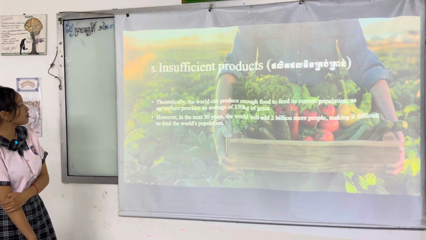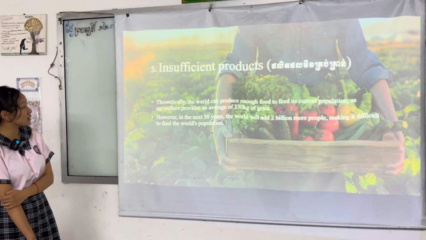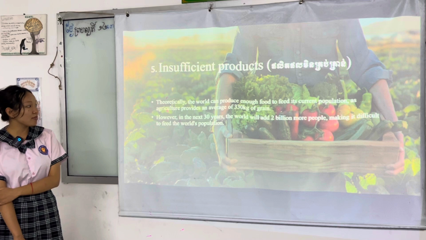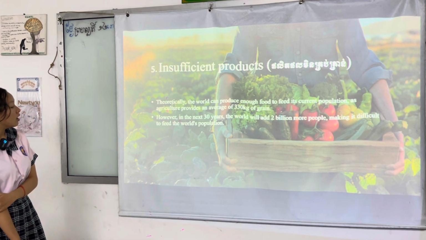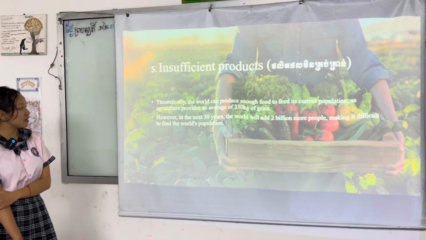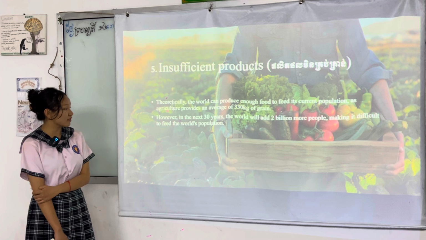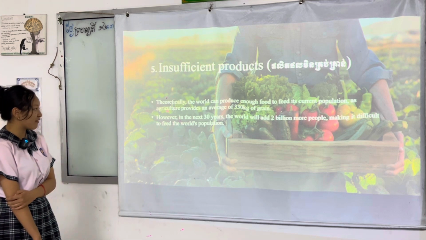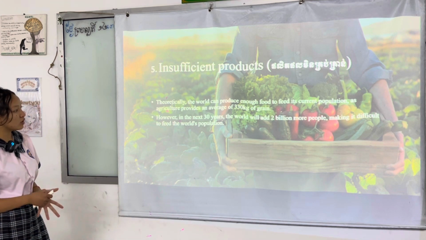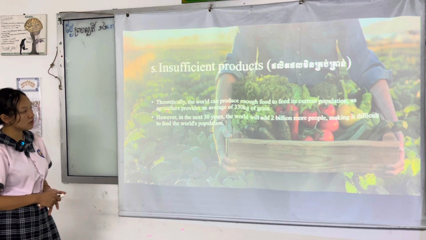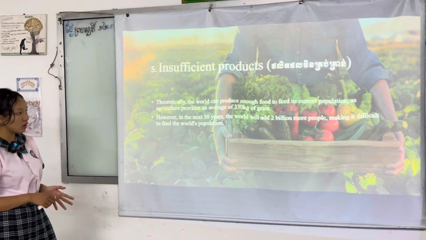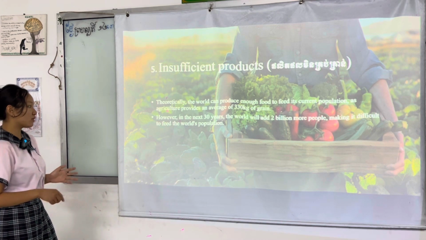5, insufficient products. Theoretically, the world can produce enough food to feed its current population, as agriculture provides an average of 330 kilograms of grain. However, in the next 30 years, the world will add 2 billion or more people, making it difficult to feed the world's population.